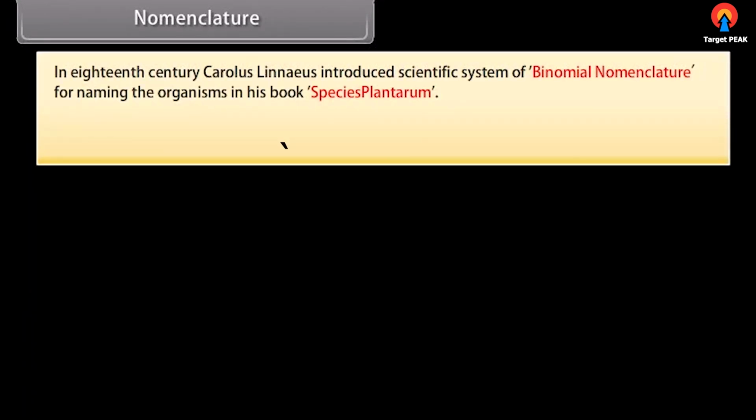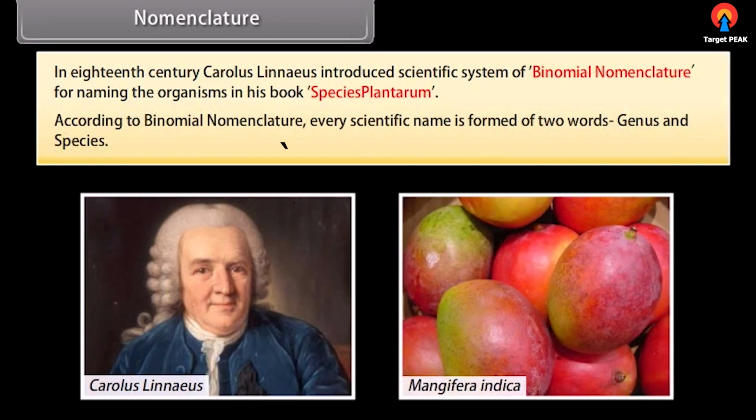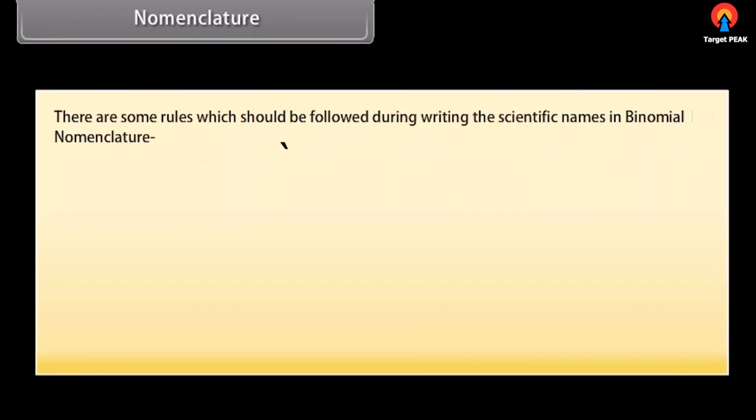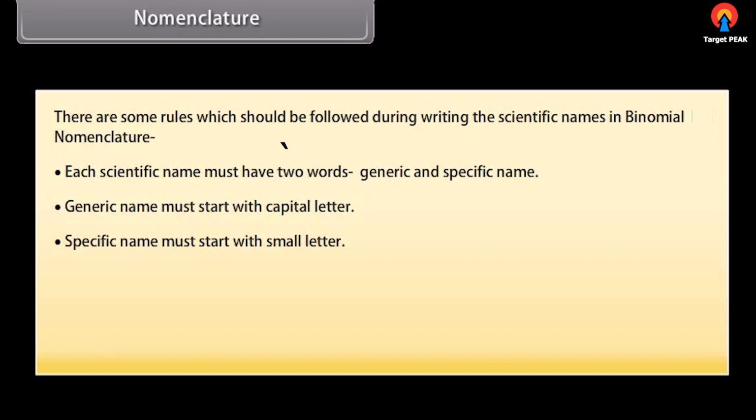In the 18th century, Carolus Linnaeus introduced the scientific system of binomial nomenclature for naming organisms in his book Species Plantarum. According to binomial nomenclature, every scientific name is formed of 2 words, genus and species. There are some rules which should be followed while writing scientific names. Each scientific name must have 2 words, generic and specific name. The generic name must start with a capital letter. The specific name must start with a small letter.